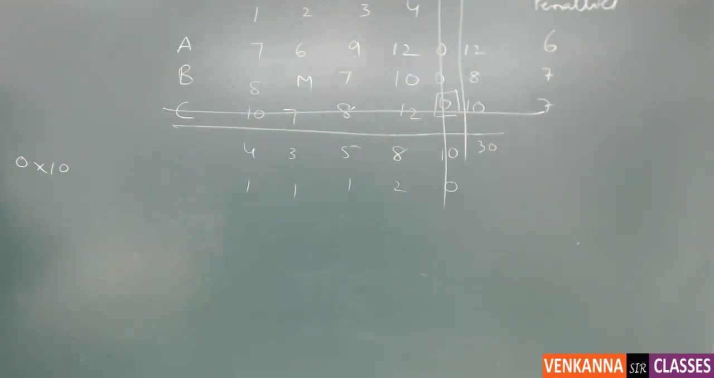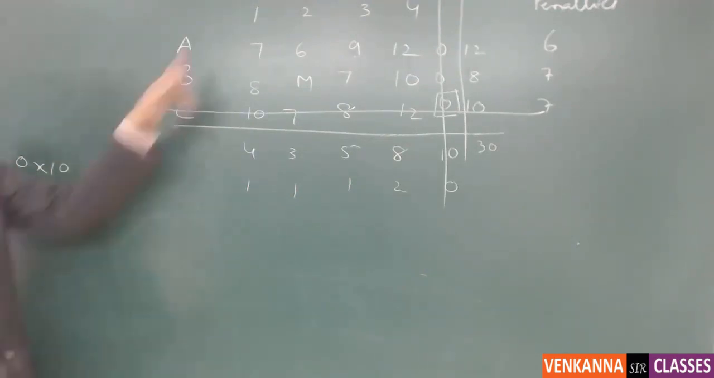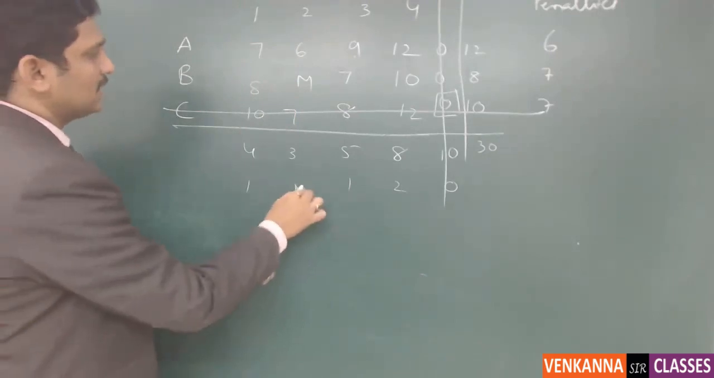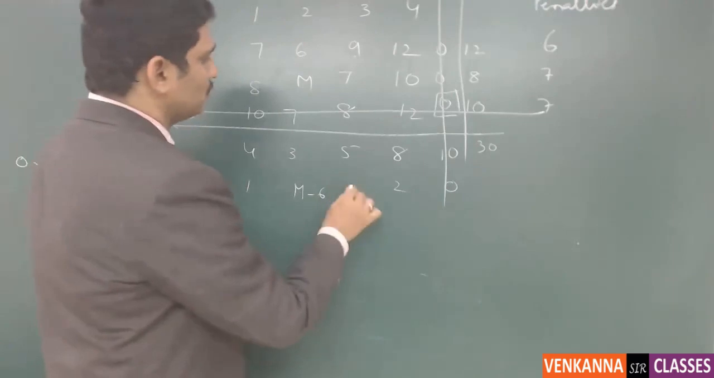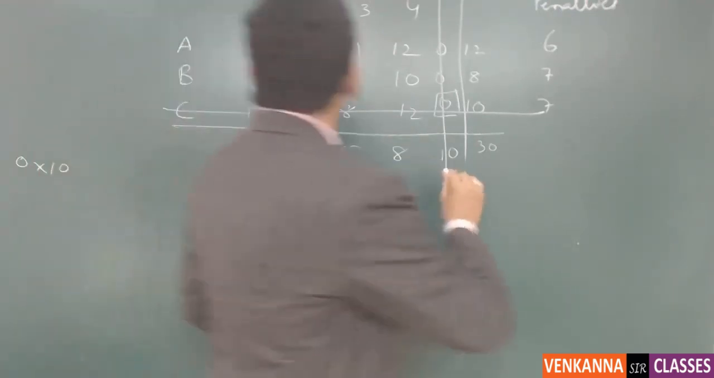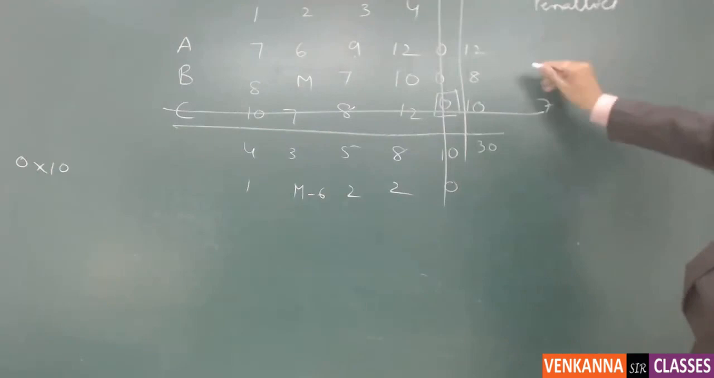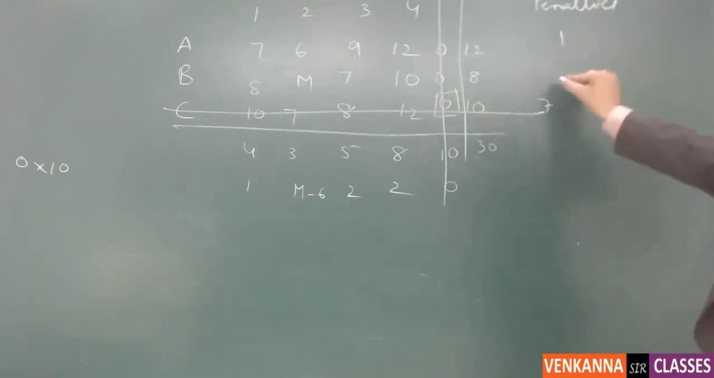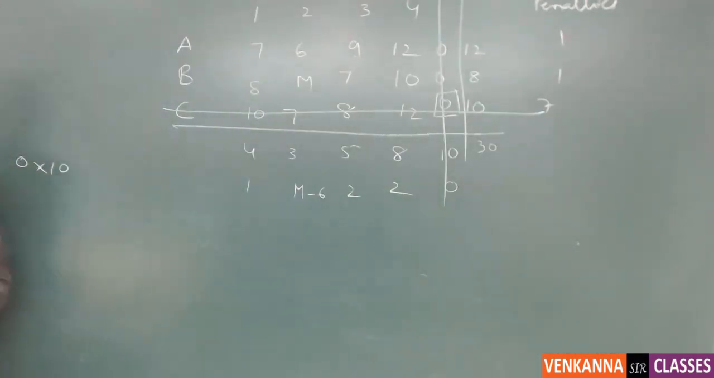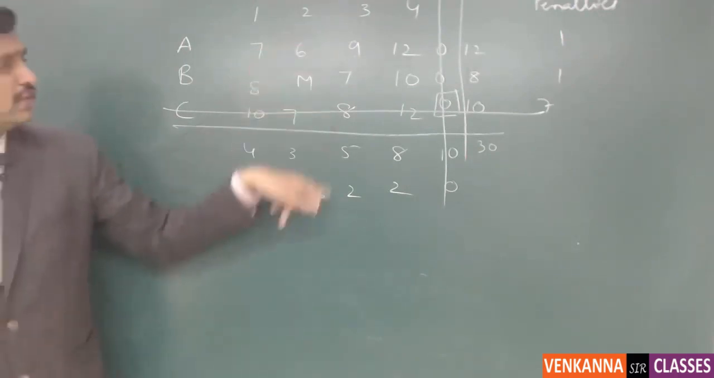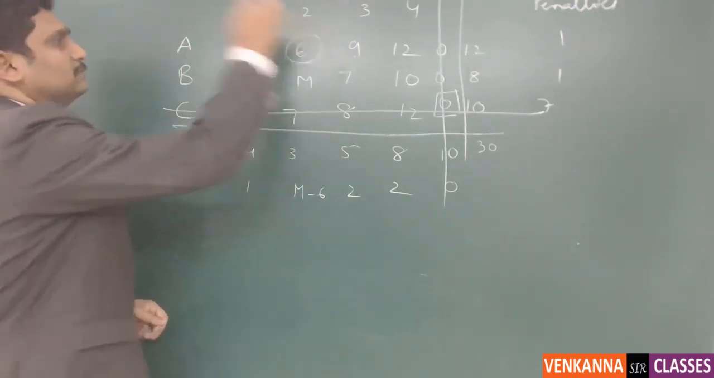That is 1. Again we go for calculating the next penalties. Here the penalty is 1. Here the penalty is nothing but M minus 6. Here the penalty is 2. Here the penalty is 2. Here if you go with the penalties, the penalty is 1. Here the penalty is 1. Accepted? Right. Among which is the huge penalty? M minus 6. So in which we are going to the smallest one. So 6 is the thing there.